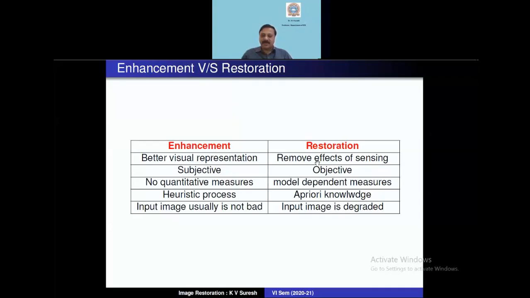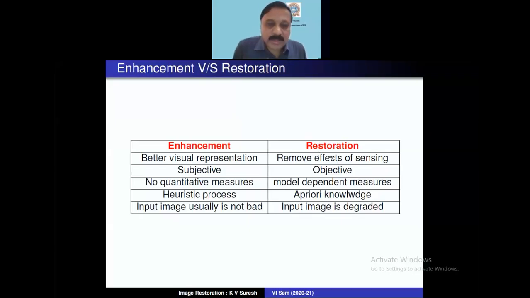Whereas restoration is specifically done to remove the effects of sensing. That means while capturing or acquiring the image, you would have experienced maybe some blur because of motion, or because your camera is not set properly, or there could be noise that gets added because of your camera itself, or maybe because of the environment in which you are taking the image. So one is done for better visual representation, the other is done for removing the effects.